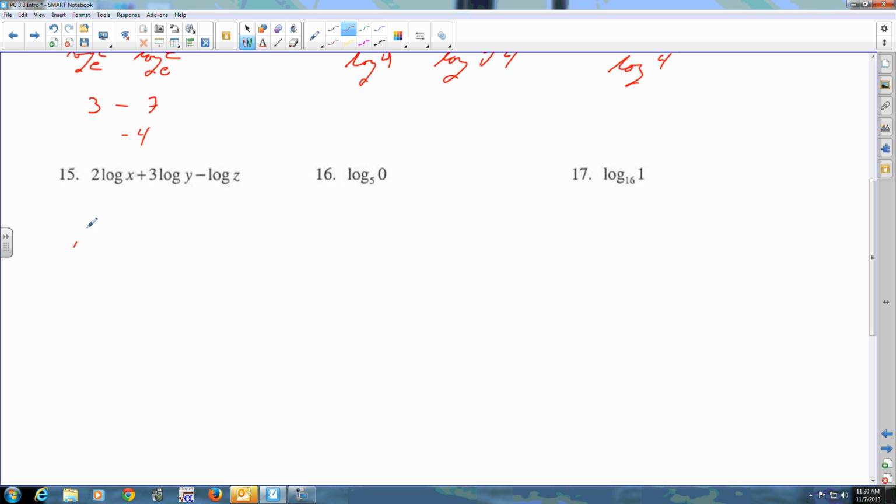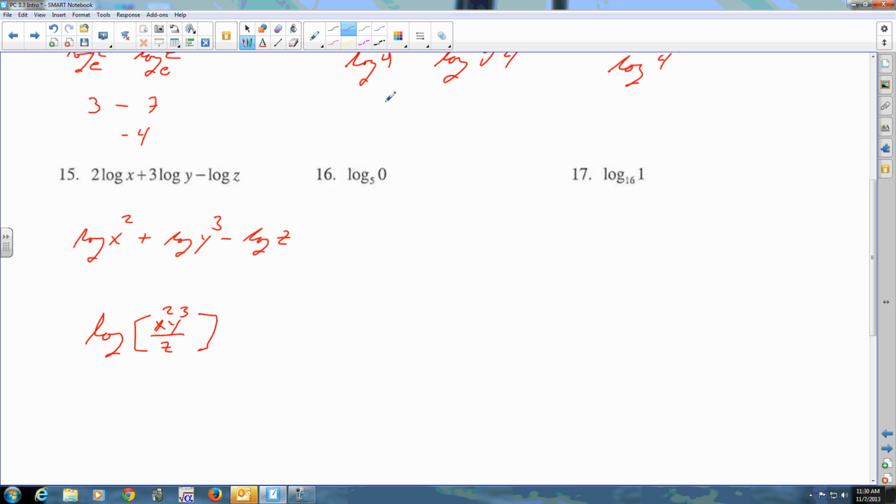Okay, log of x squared plus log of y cubed minus log of z. This sum becomes a product and the difference becomes a division. So writing it as one big old logarithm, you've got x squared times y cubed over z. Okay?